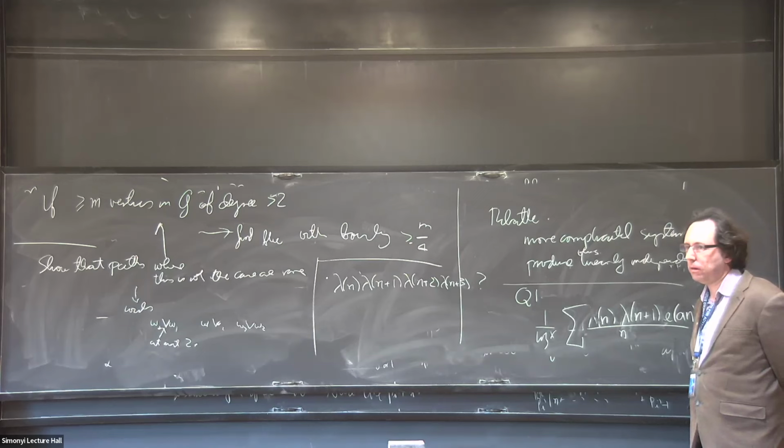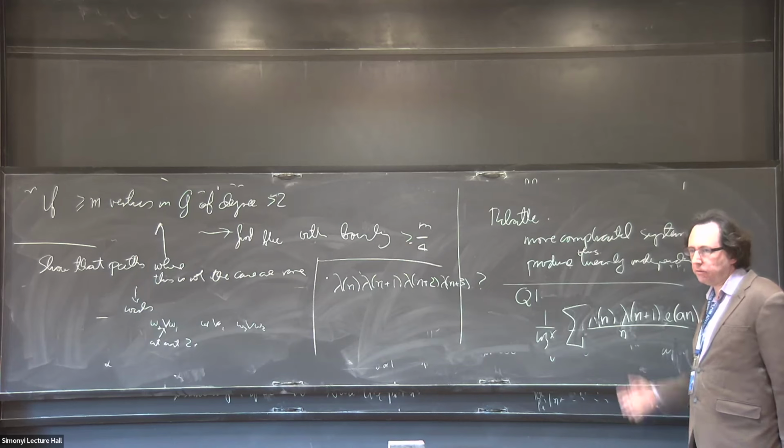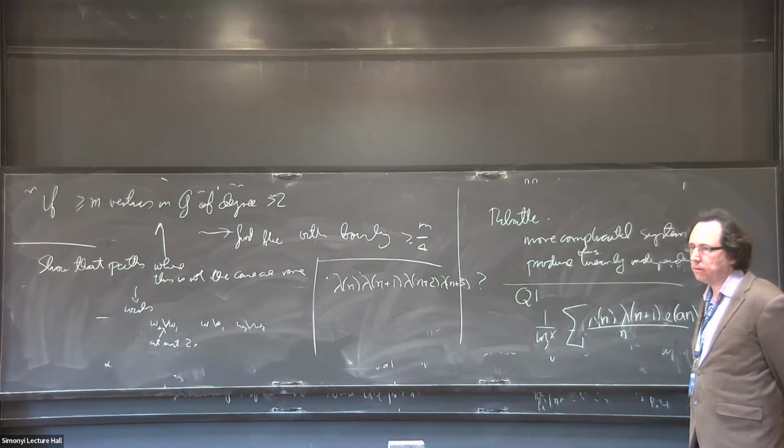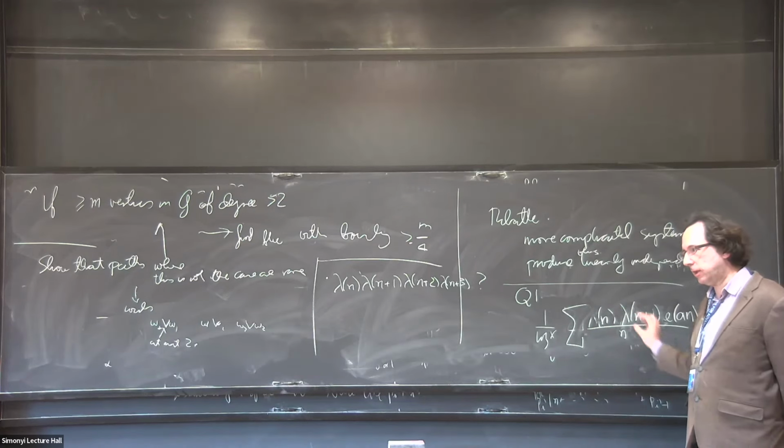Where does the alpha go into the graph? Well, it's going to affect the edges. Yes, it goes into the weight. It's not trivial because this gets modified.